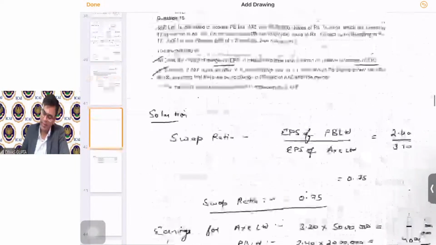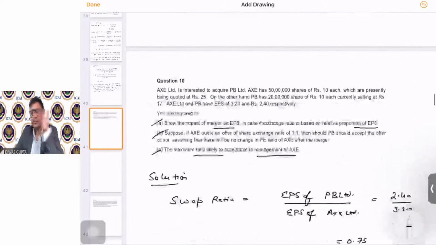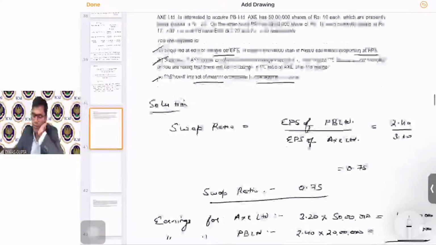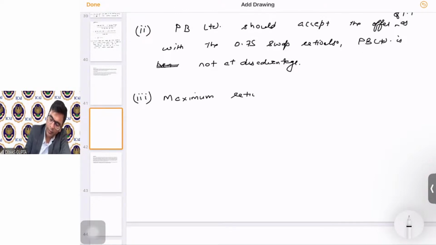Then the third part: the maximum ratio likely to be acceptable to the management of X Limited. So the maximum X can pay for PB Limited is what we are supposed to calculate, right? Whatever the total market value is, from that they will reduce the current market value, and whatever that differential is, they will be able to pay. Now, on the third part, which is the maximum ratio acceptable to X Limited.